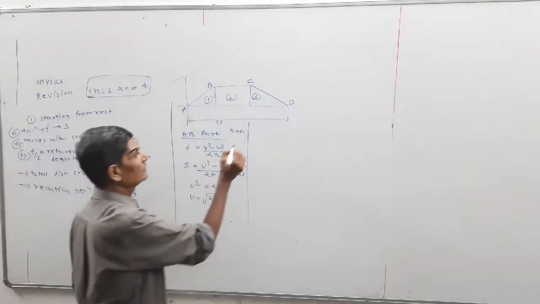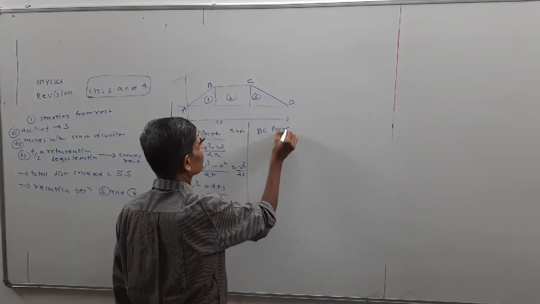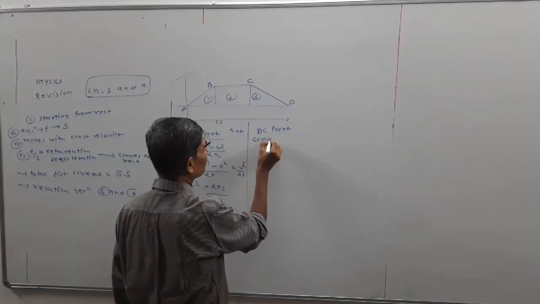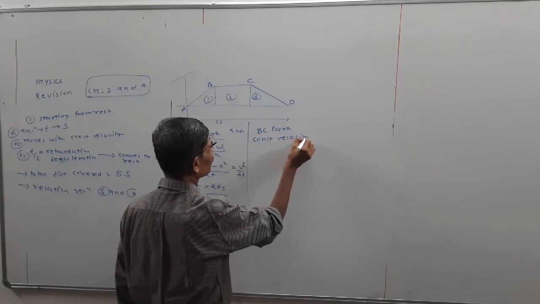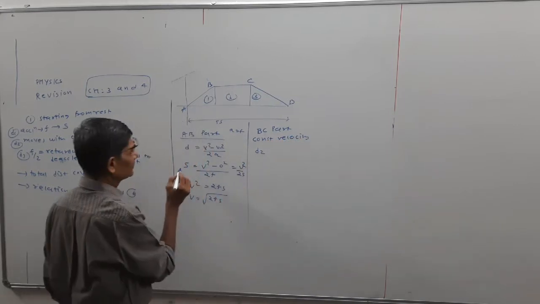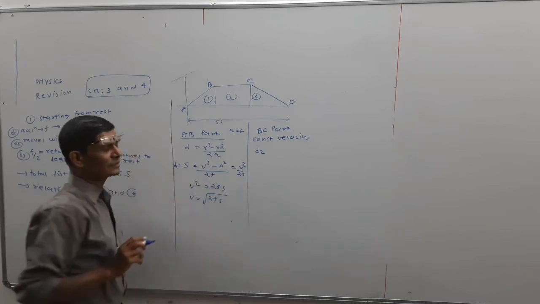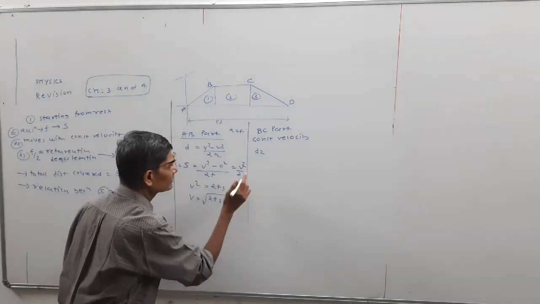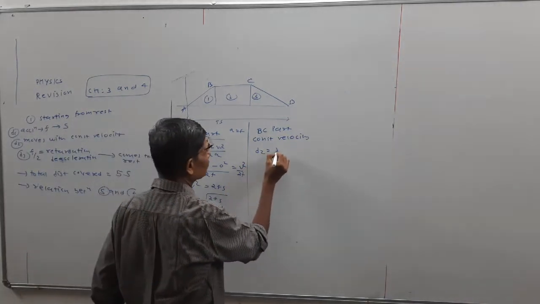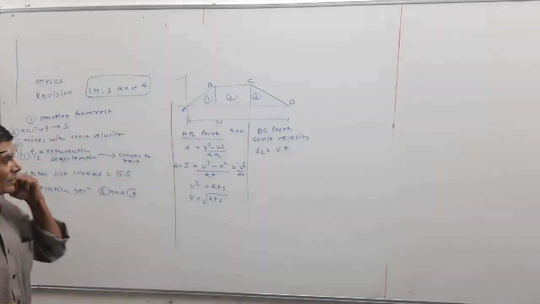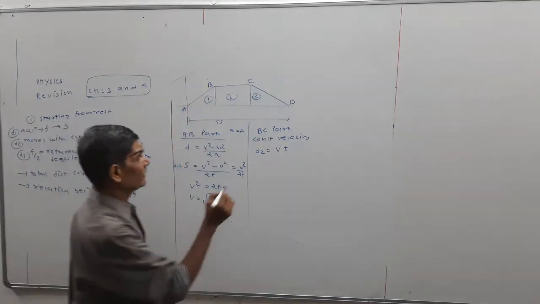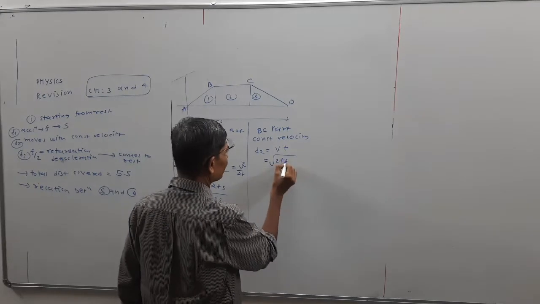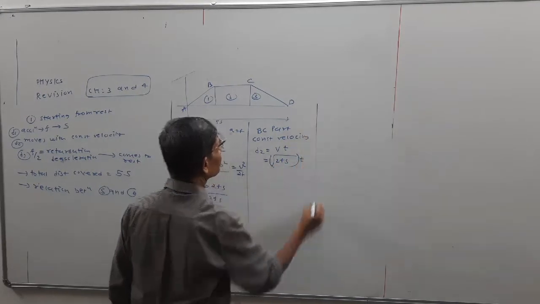Now the BC part, it moves with a constant velocity. So the distance covered, this is our d2, is constant velocity into time. Now what is the velocity here, the v that we have obtained? Root 2fs, and time is t.